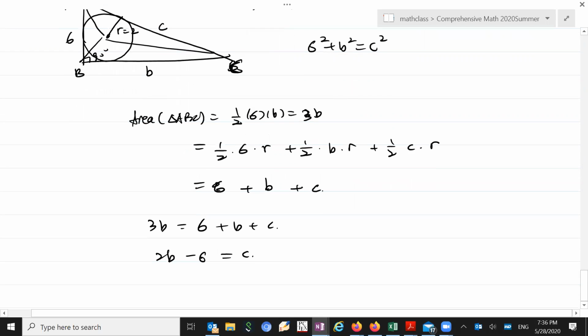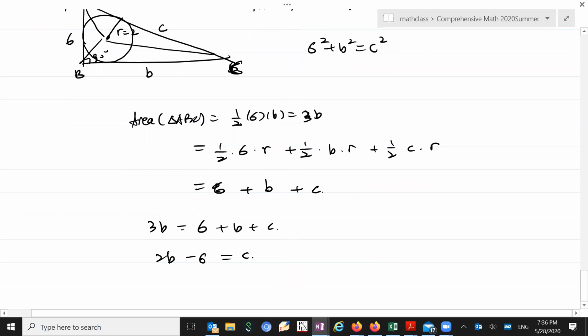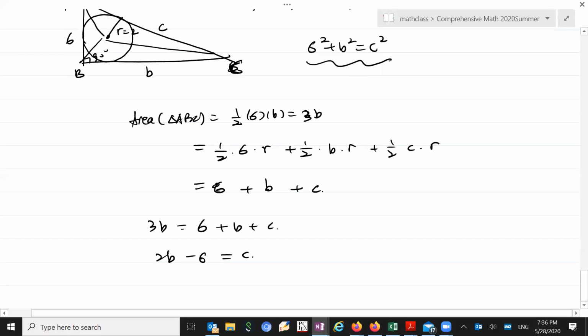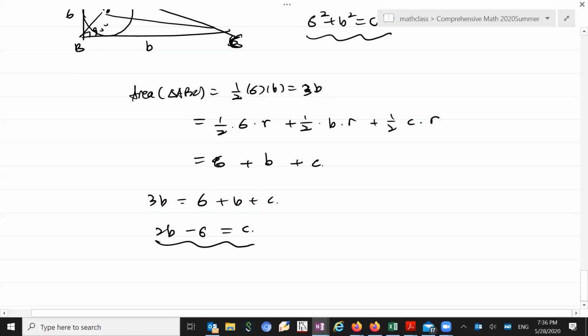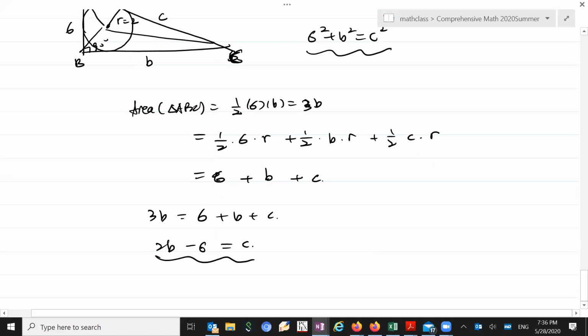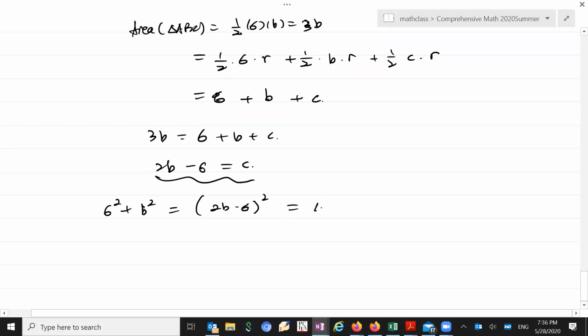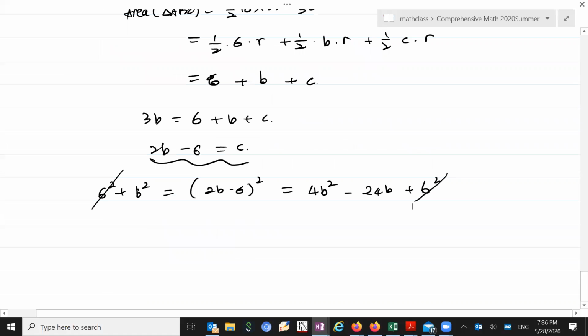Well, that's good. Why? Because we have another equation, the Pythagorean theorem, right? So we have 2 equations. So I can use that one, 6 squared plus B squared equals C squared. C is 2B minus 6 squared. Okay, multiply this out, 4B squared minus twice of that, it's 24B plus 6 squared. So 6 squared canceled out, and I cannot cancel B squared, okay?